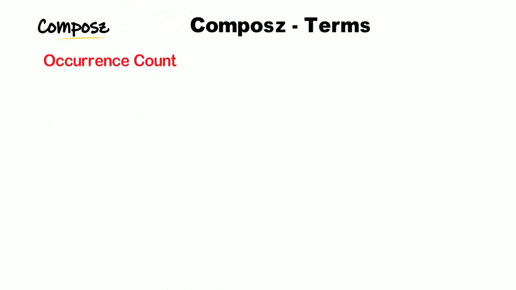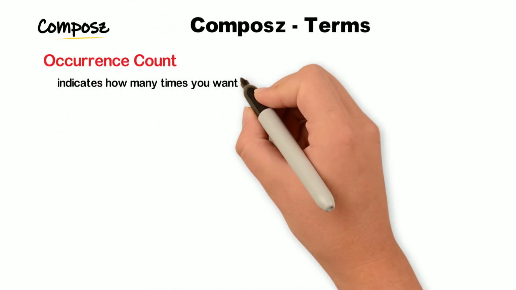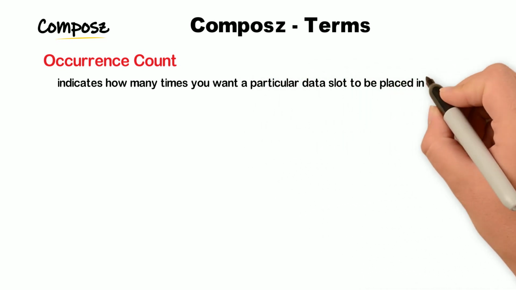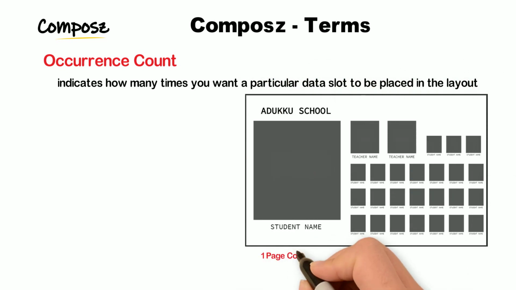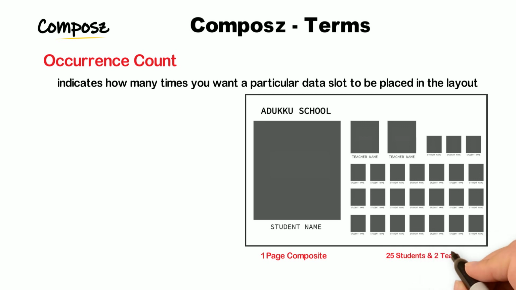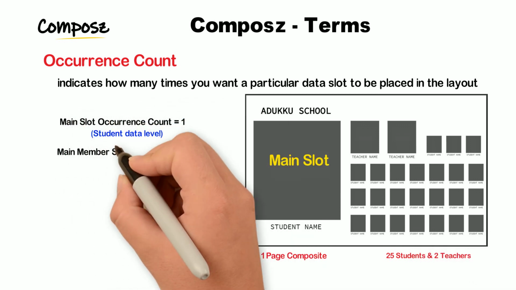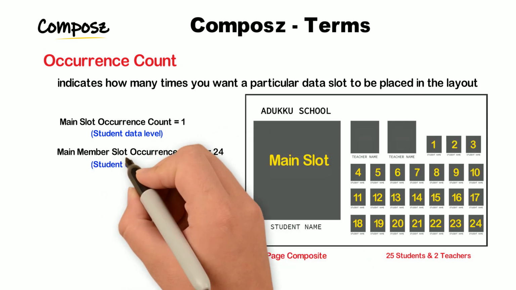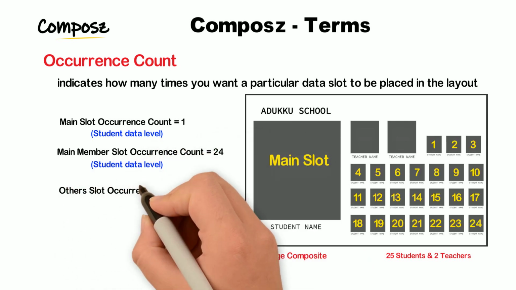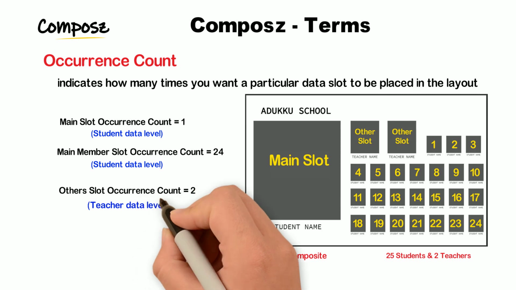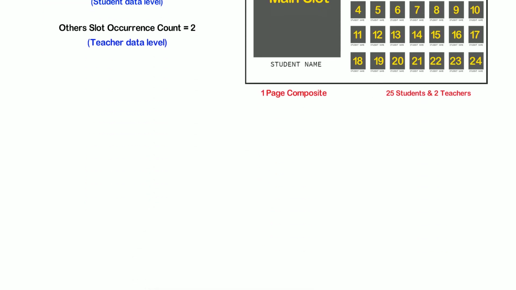Occurrence count. Occurrence count indicates how many times you want a particular data slot to be placed in the layout. For example, in a one-page composite for a class consisting of 25 students and 2 teachers, there will be one occurrence of main slots from the student data level, 24 occurrences for main member slots from the same student data level, and 2 occurrences for other slots coming from the teacher data level.